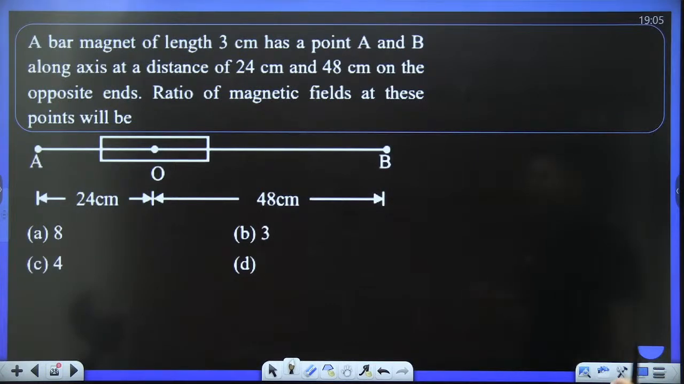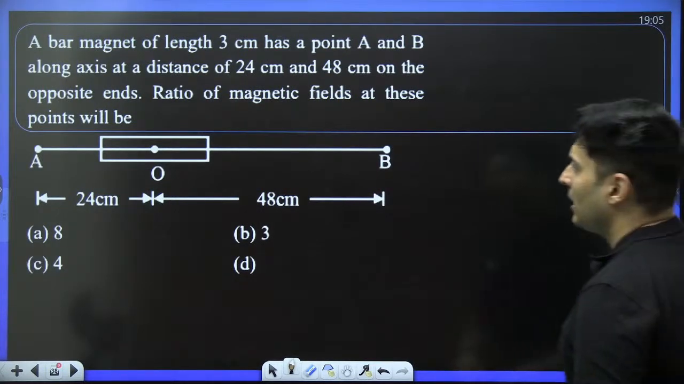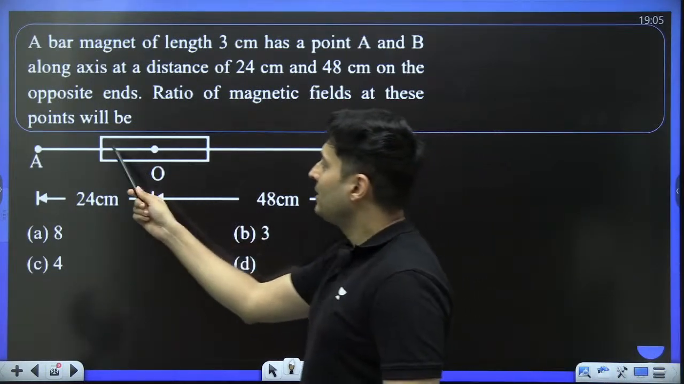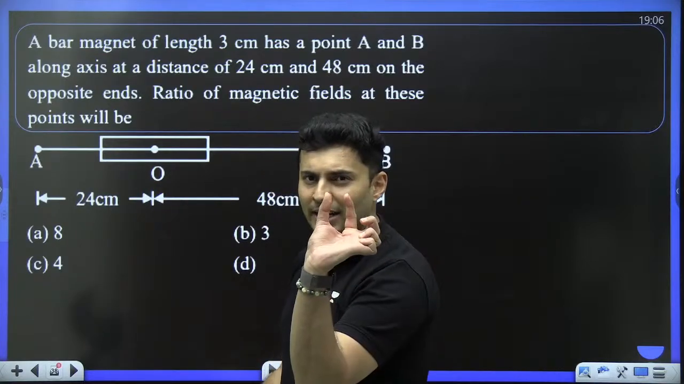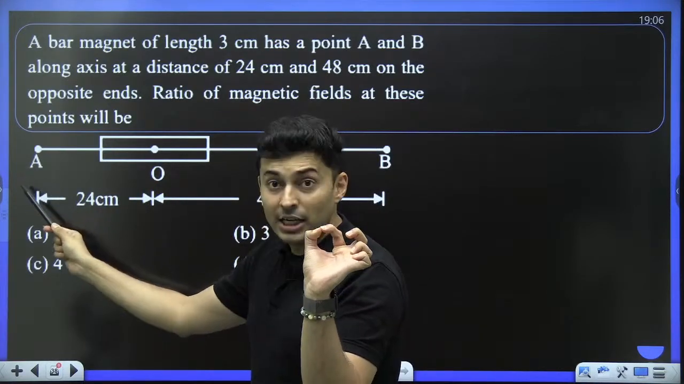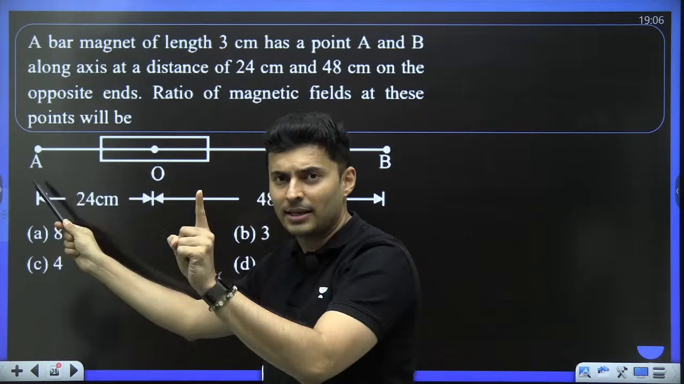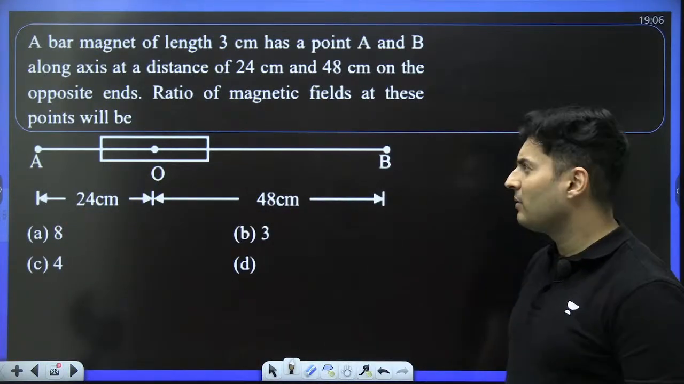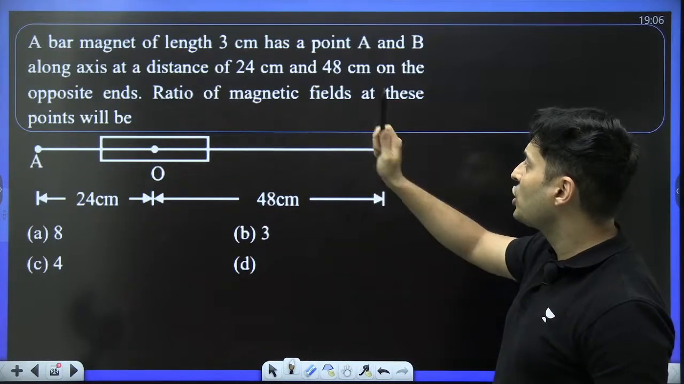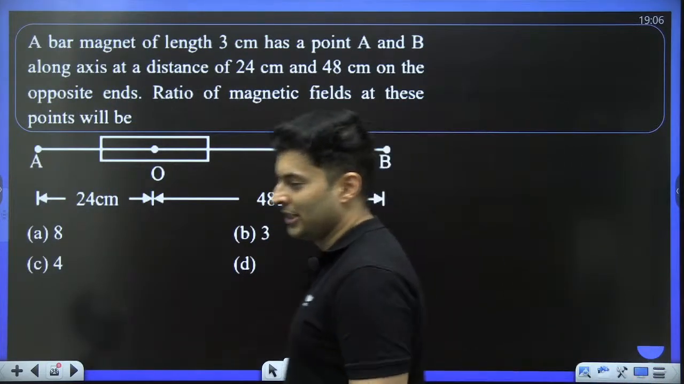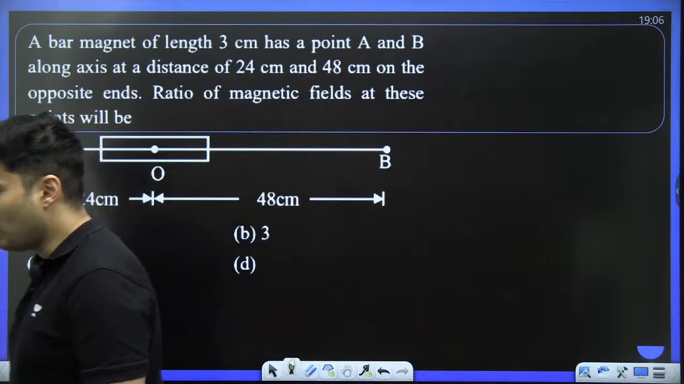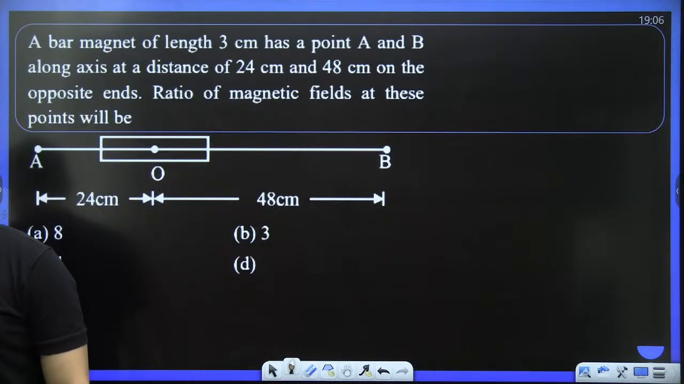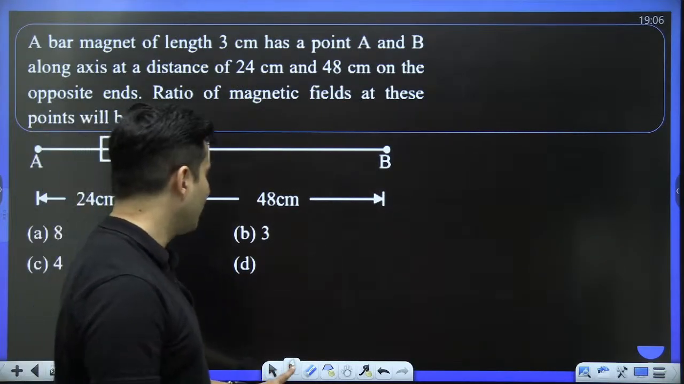Moving on to the next question. There is a small magnet of length 3 cm. You stand 24 cm away from it the first time. The second time you stand 48 cm away from it. How much will be the ratio of the magnetic fields at these points? Come on, my dear students. It's a very straightforward question.